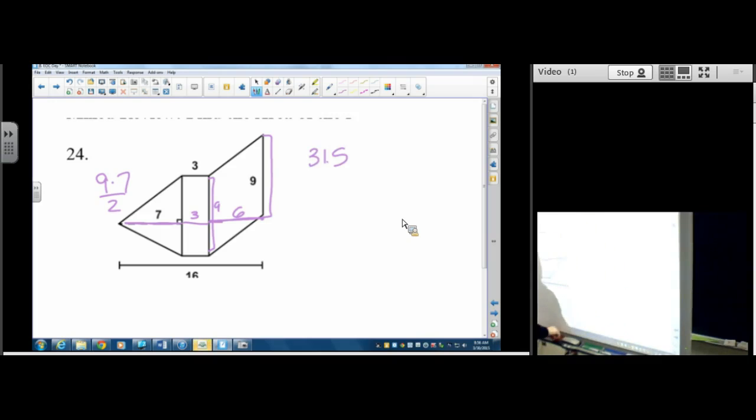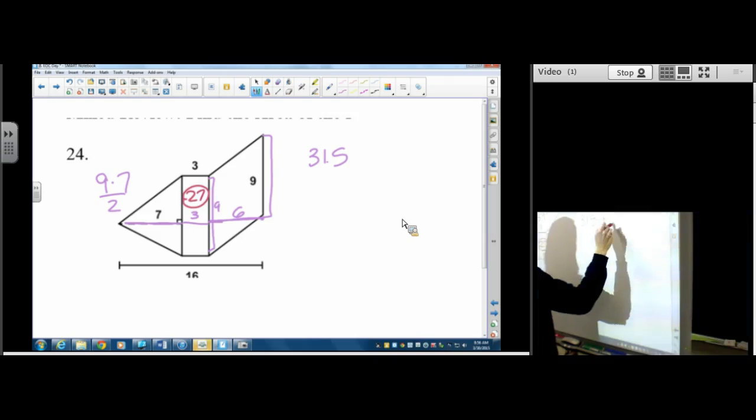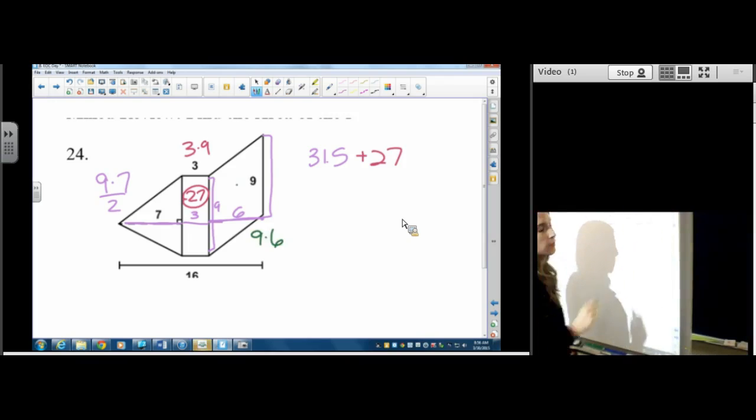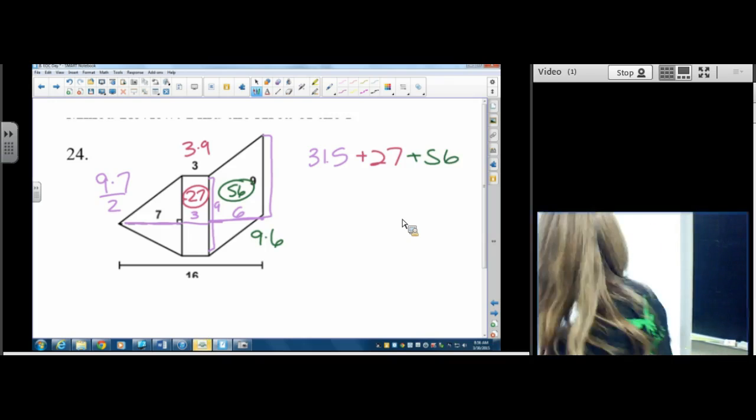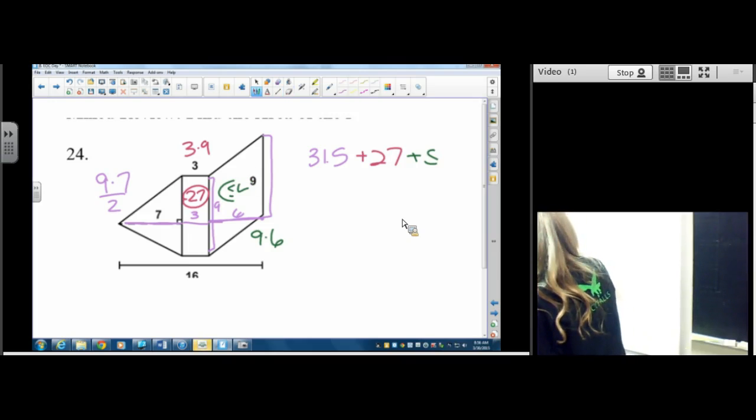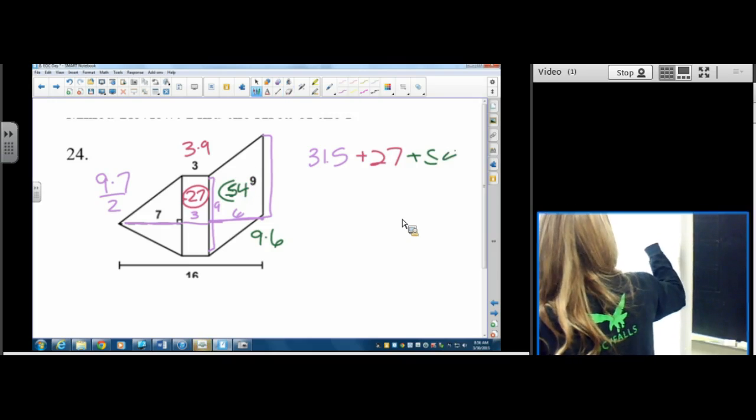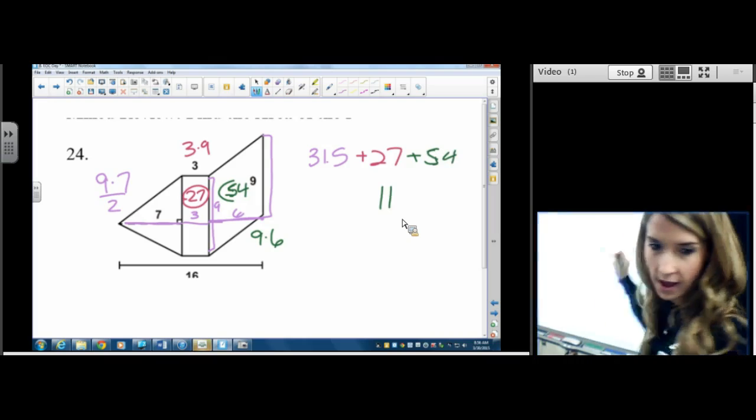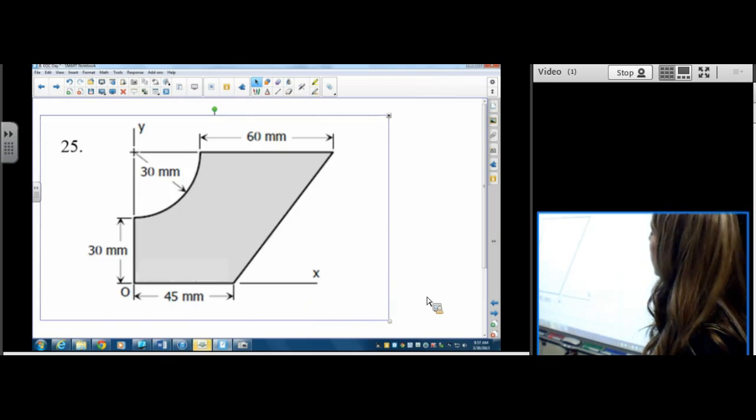31.5. Next one, rectangle: base times height, 3 times 9, 27. Next one, parallelogram, base times height. Not so bad. Oh, 54, sorry. And final answer, 112.5.